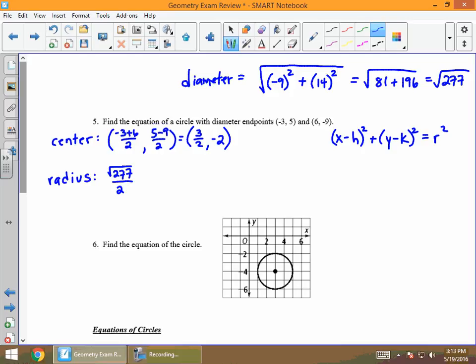So let's take a look at this. If I want to find the equation of the circle, I do x minus h, which is the x value of the center, which is 3 over 2, squared, plus y minus negative 2. Minus a negative is like adding 2, squared. And the radius squared. If I square radical 277, I get 277. And I square the 2 to get 4.